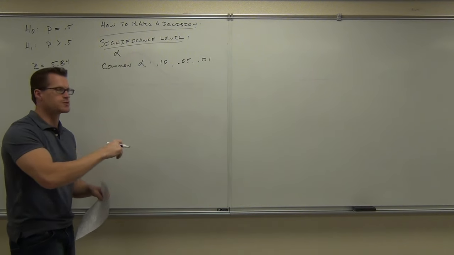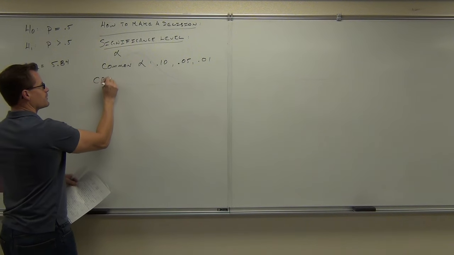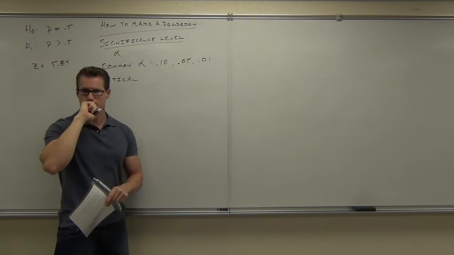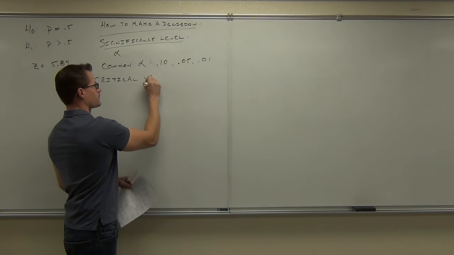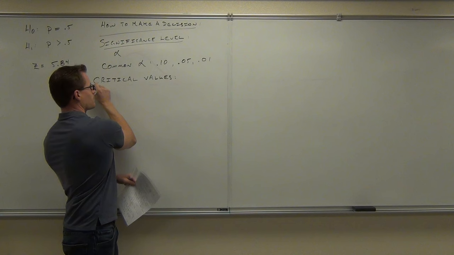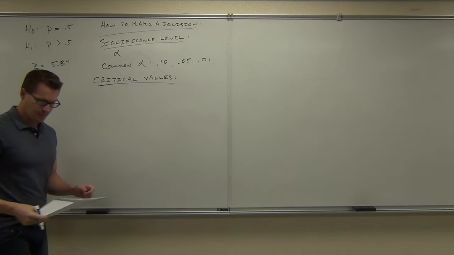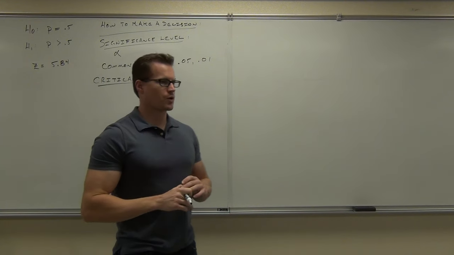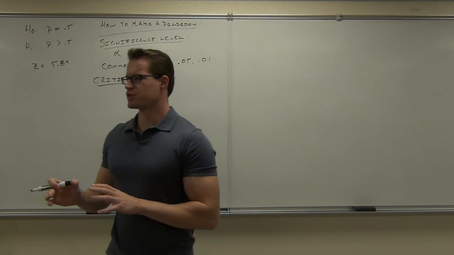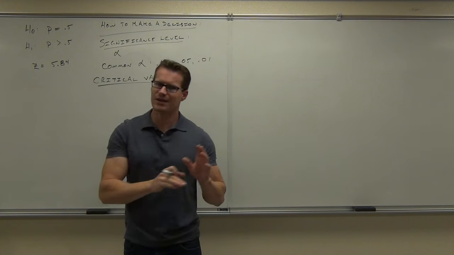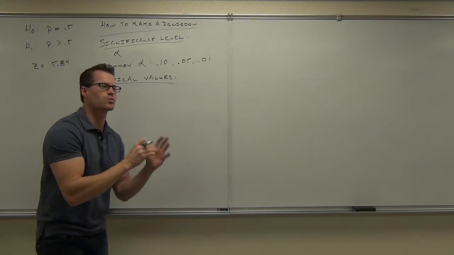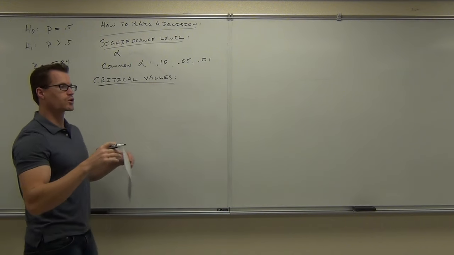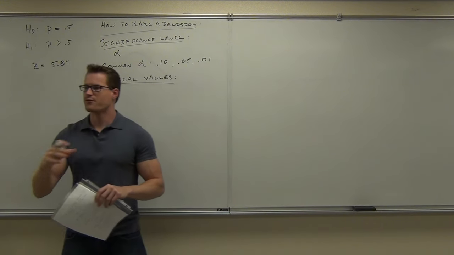Now, we're still going to have critical values. Critical values were from chapter 7 as well. So we still have that. So critical values. Only this time, the critical values are going to separate what we're going to call the rejection region from the fail to reject region. I might have mentioned that before, but it didn't make a whole lot of sense back in chapter 7 because we never really worked with it. Now we get to work with it.